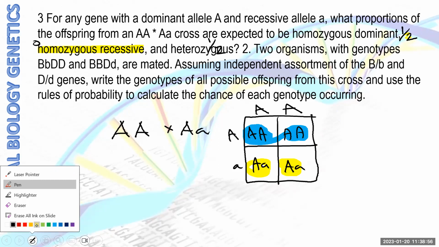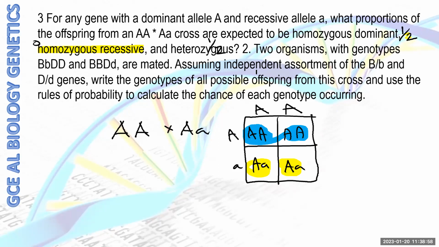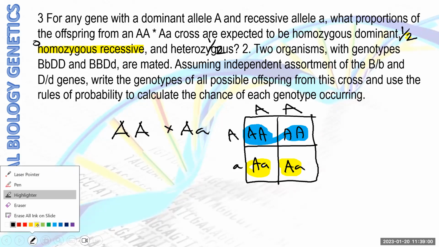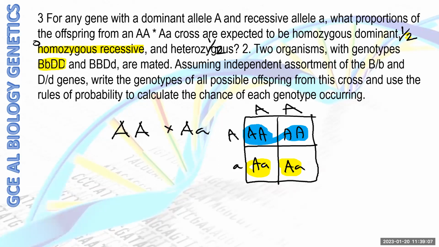Okay, this is, I think, a good question that you can practice. If they have these genotypes, without drawing a Punnett square, you have to list all the genotypes and calculate the probabilities. So you can do this question without drawing the Punnett square.